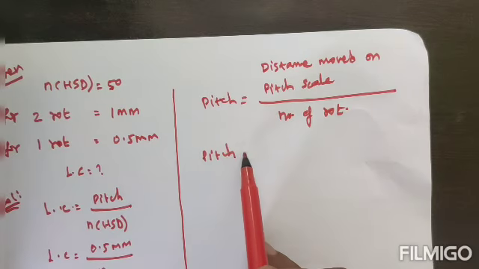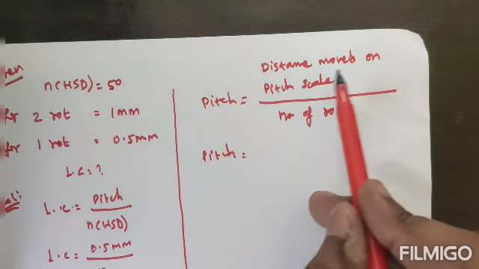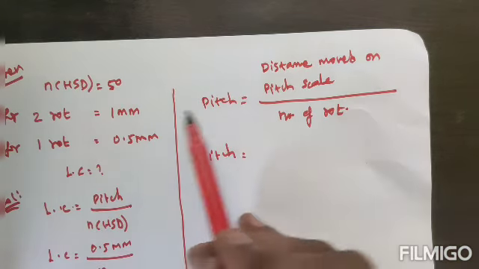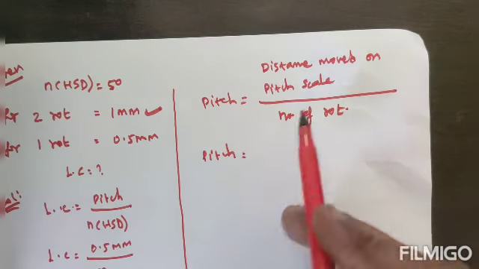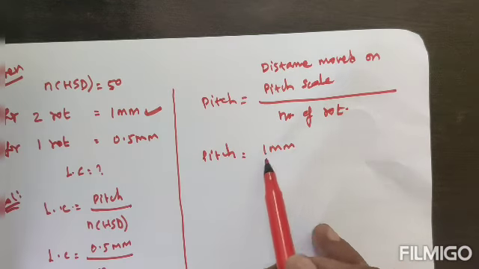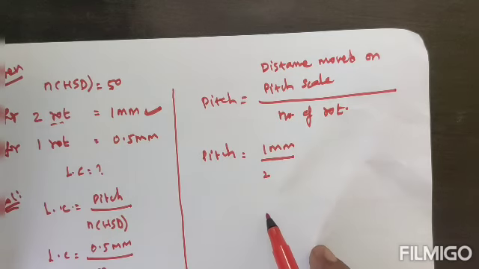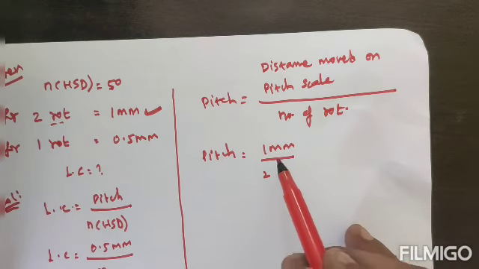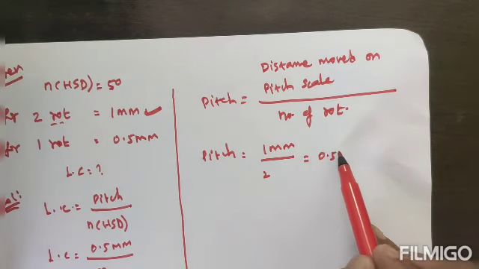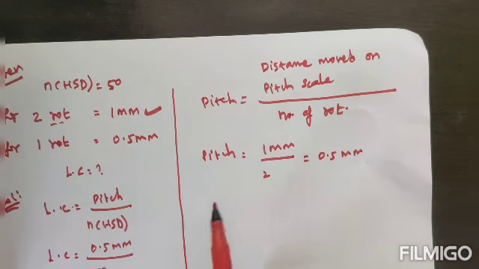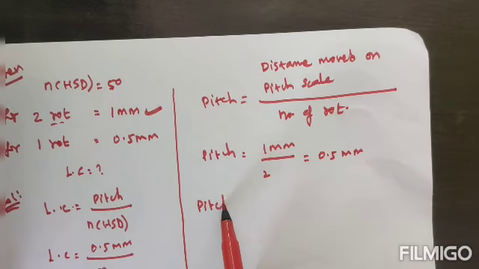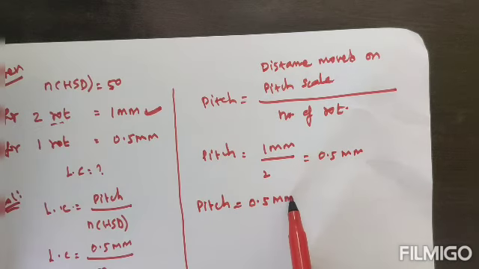Therefore pitch value is equal to distance moved on pitch scale. Distance moved on pitch scale, how much? 1 millimeter is moving. Number of rotations, how many? 2. So 1 by 2, we can write 0.5 millimeter. Therefore pitch value is equal to 0.5 millimeter.